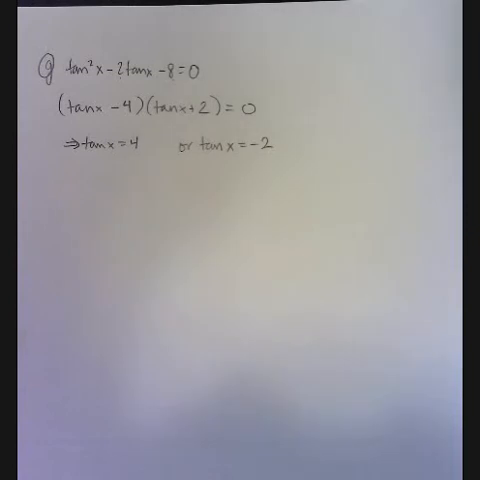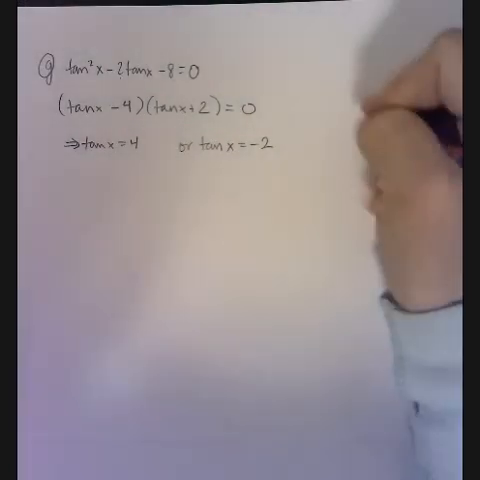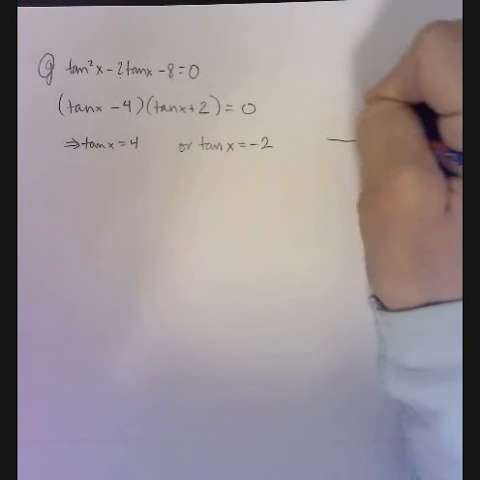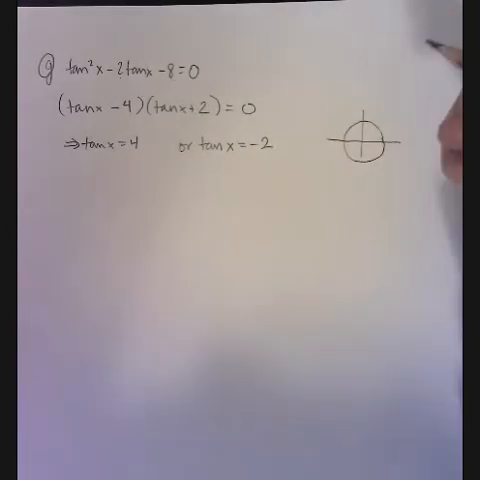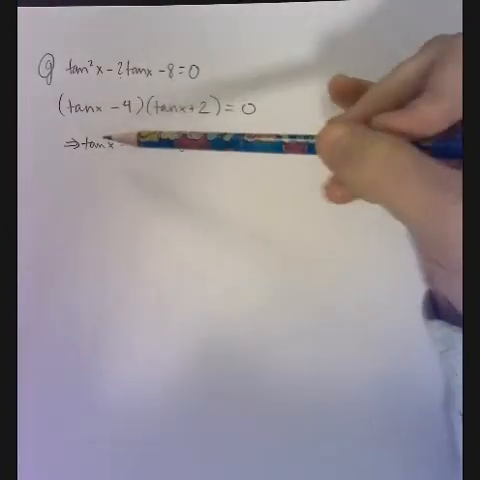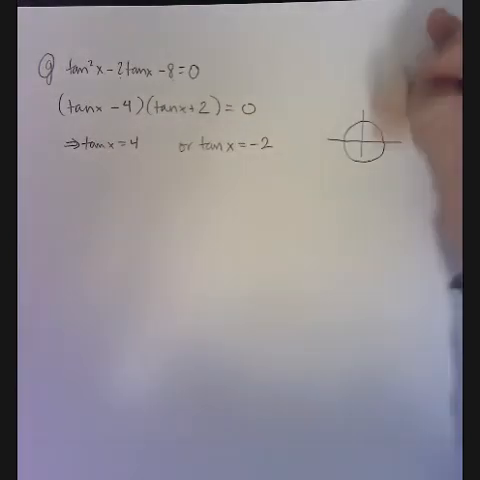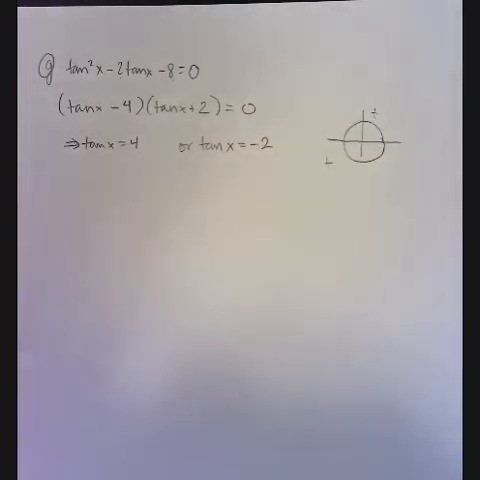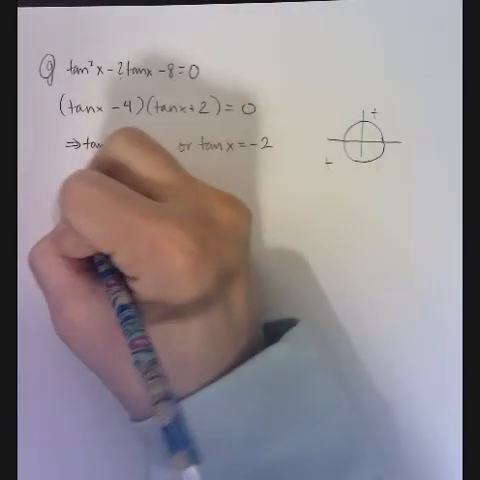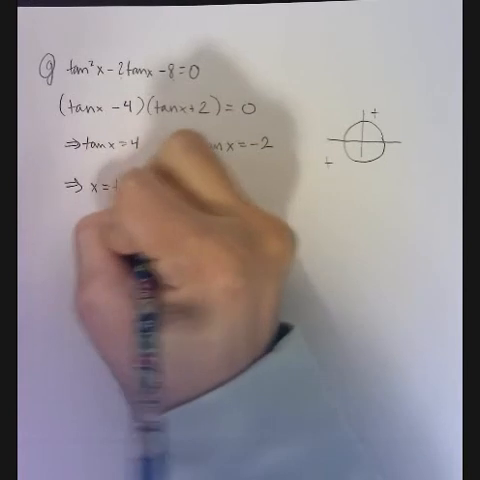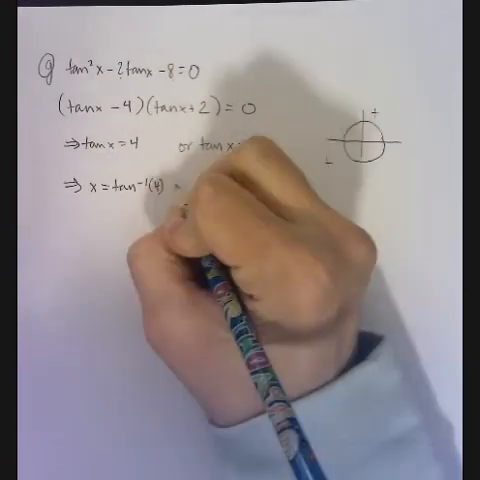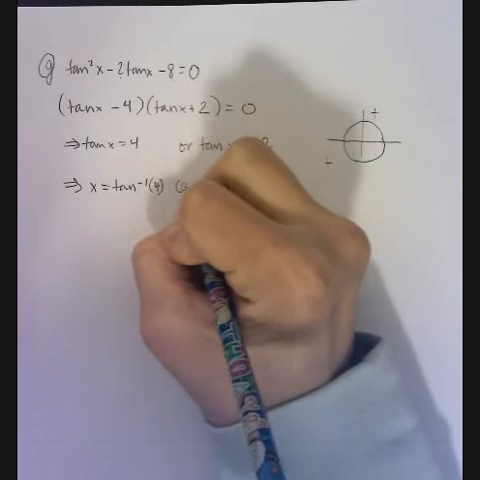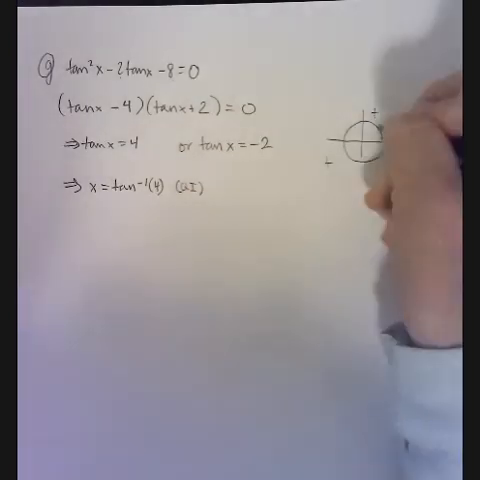So here's where we really need to be careful about how we write our answers. We want to write the answers exactly. So let's think about a unit circle, and where tangent is positive, of course, would be in quadrants 1 and 3. So our quadrant 1 solution can just be represented by tangent inverse of 4. Okay, that's our quadrant 1. So wherever that is.